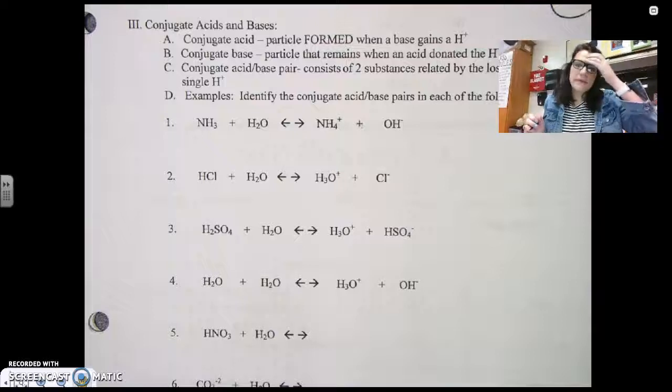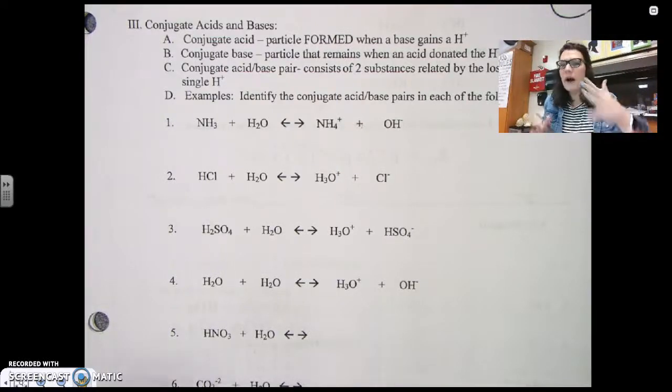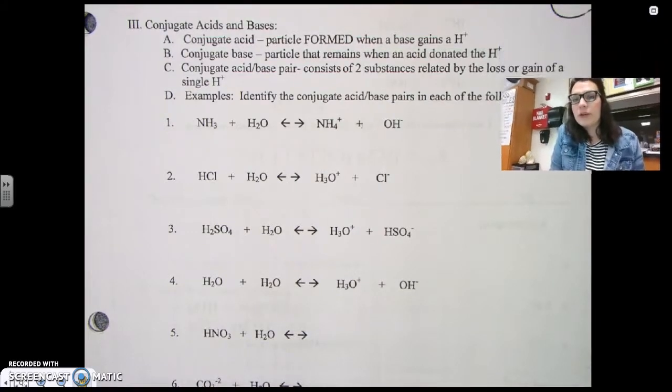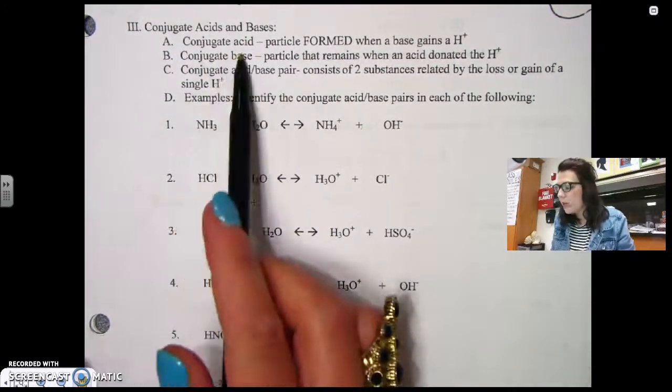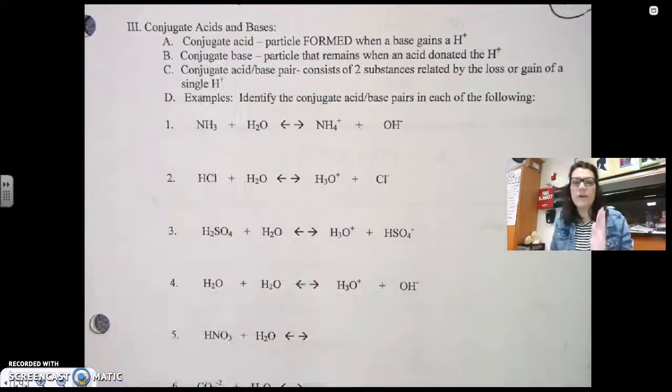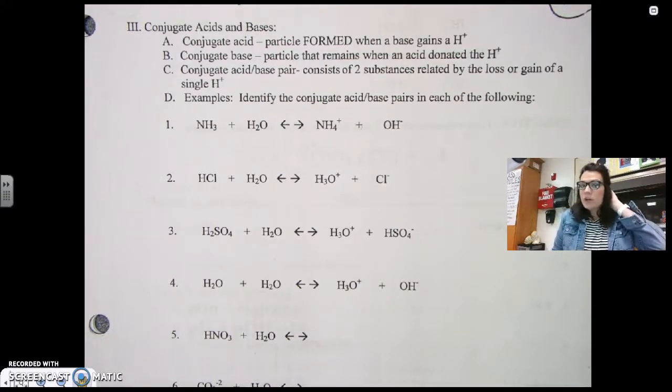Hey guys, okay, so there's a couple of things that I want to talk about that we've been mentioning in class, but I want to go into a little bit further here. First thing is the Bronsted-Lowry conjugate acid-base pairs, okay? So if we look here, my groups have defined that a conjugate acid is the particle formed when a base gains an H+, or the conjugate base is a particle that remains with an acid when it's donated by an H+. Okay, so a conjugate acid-base pair is going to be on either sides of a chemical reaction.